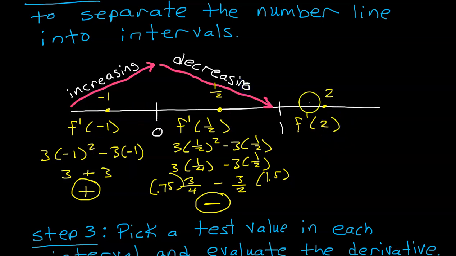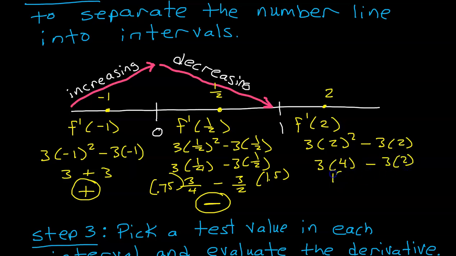All right, and for the final interval, okay, at 2, f prime of 2, so I've got 3 times 2 squared minus 3 times 2. So that's going to be 3 times 4 minus 3 times 2. So that's going to be 12 minus 6. That is going to give us a positive number, which means that we're finishing up again with an increasing interval.